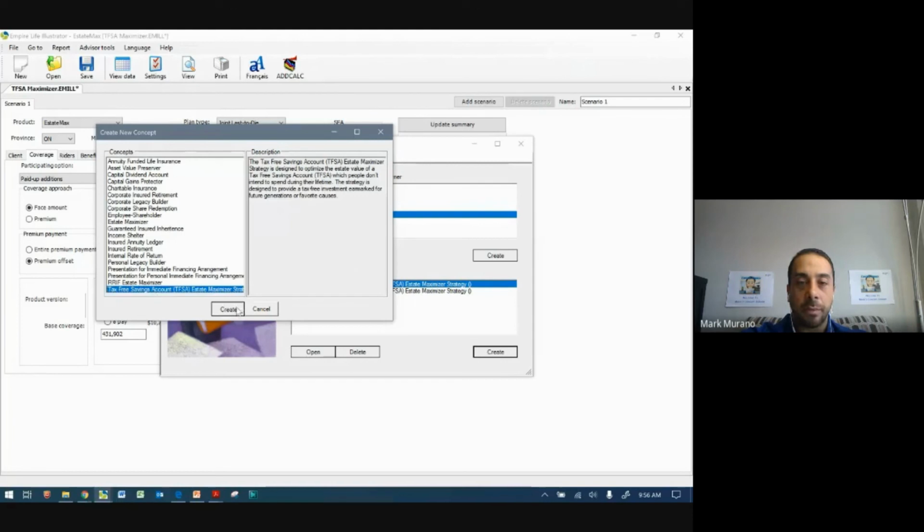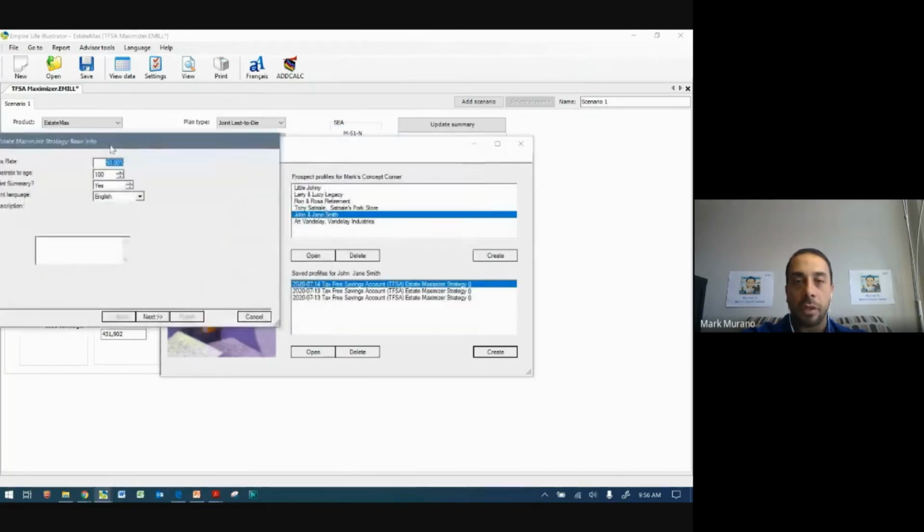TFSA Maximizer. So again, just to show, here is all my clients. These are my Concept Corner clients I've already built and I've already done some concepts for. If I click their name, here are the boxes below where the concepts are stored, so any quotes that I've done for them. So here's kind of your CRM database. Here are the quotes below. So I would go there.